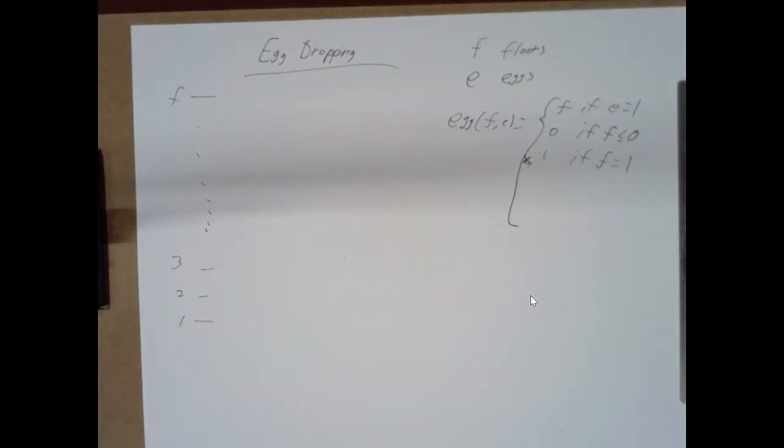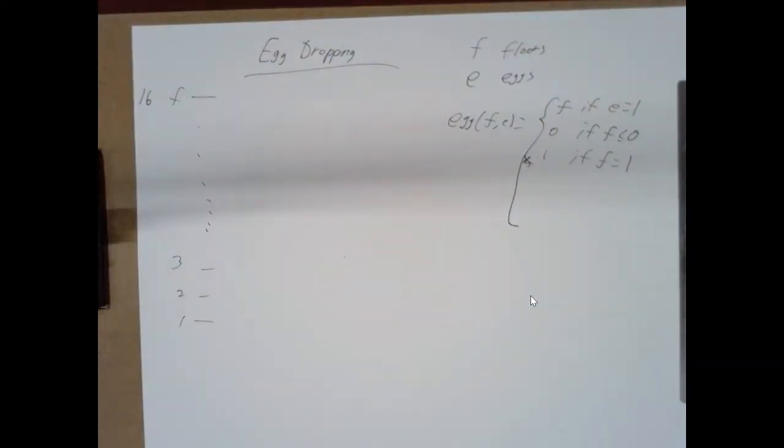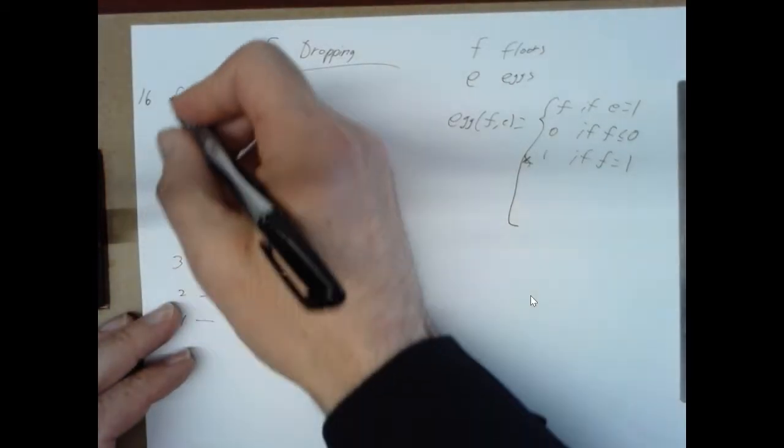So what if I give you 16 floors and 2 eggs? We know we can do this with 16 experiments, but can we do better? 9 experiments? So how do we do that? Well, since you have 2 eggs, you can drop at every other floor. So once it does break, we test the floor below. That's pretty cool. So we could drop every other floor all the way up to 16.